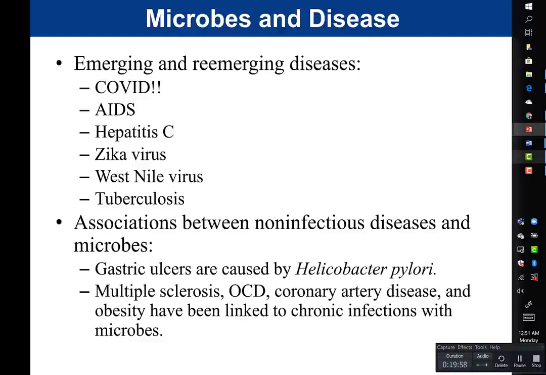We have AIDS, there's hepatitis C, Zika virus, which is associated with mosquitoes. We have West Nile virus. We have tuberculosis. And so what we see is that we often are going to see these either brand new diseases showing up or reemerging, things that were pretty much gone for a while, but then restarted to show up again. Think of when we had a measles outbreak, for example.